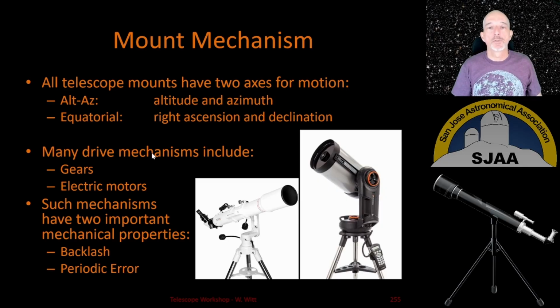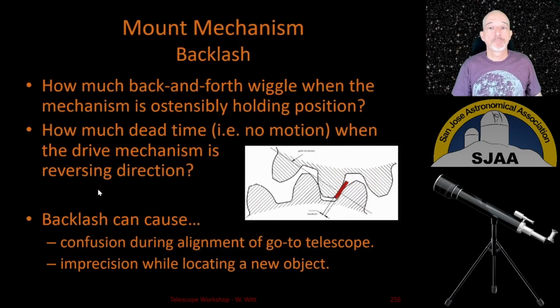But regardless of whether it's an alt-az or equatorial, the drive mechanisms for these mounts typically include some gears and perhaps electric motors. And even this guy here does not have motors, but it still has gears. There are still gears between the hand adjustment here and the rest of the mechanism. So gears are often in there, motors sometimes if it's an automatically driven mount. And so those mechanisms have two important mechanical properties that you want to be aware of. One is called backlash, and another is called periodic error.